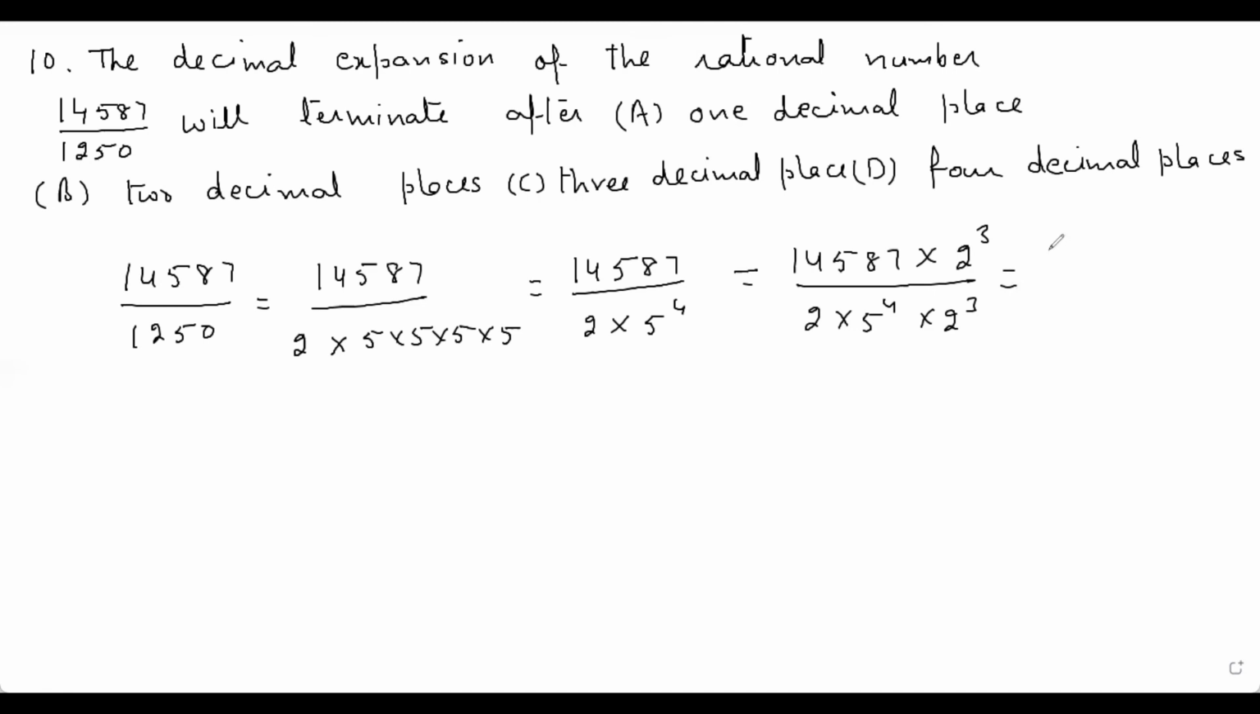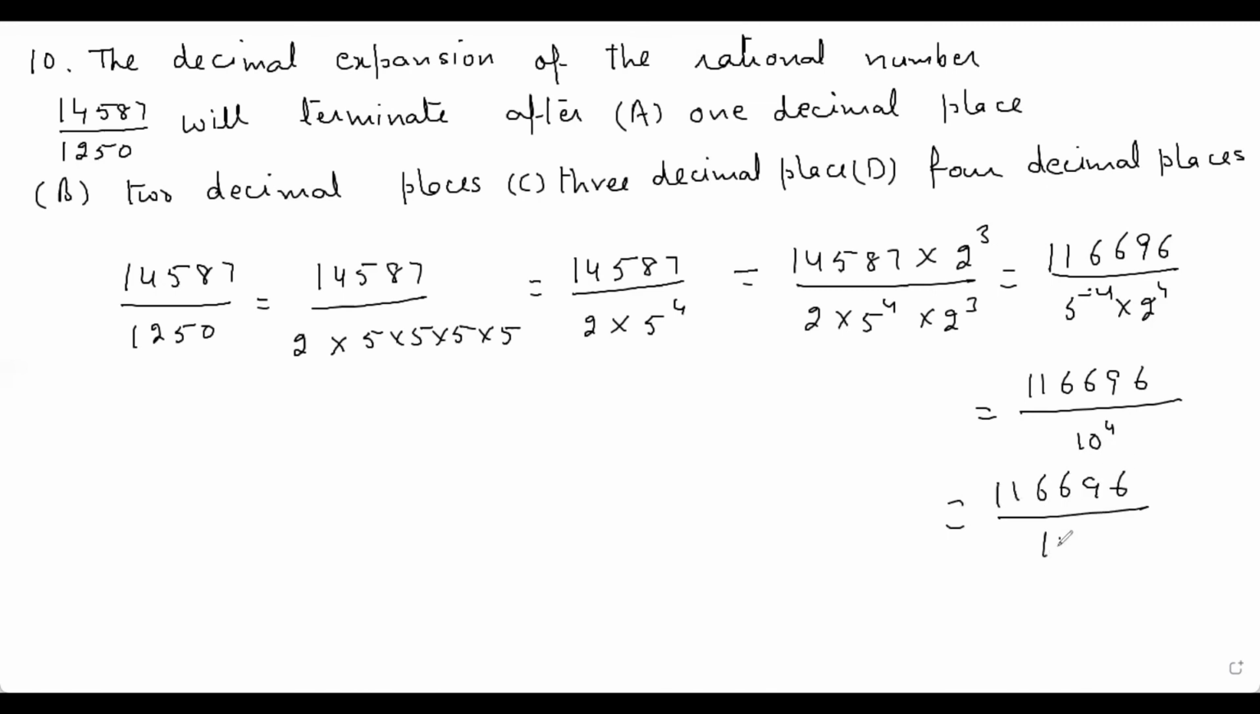So now I have 116696 in the numerator and 5 raised to power 4 and 2 raised to power 4 in the denominator. So 116696 in the numerator and 10 raised to power 4 in the denominator. So 116696 upon 10,000, which has 4 zeros, is equal to 11.6696. So what is the answer? This rational number will terminate after 4 decimal places. So the answer is D.